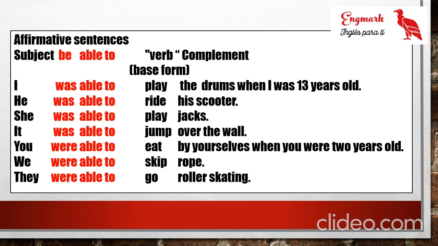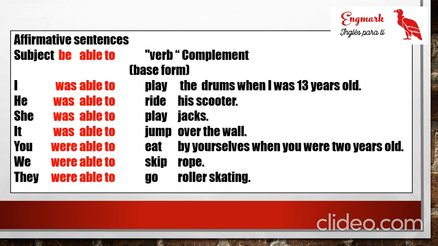Then, I was able to play the drums when I was 13 years old. Yo pude tocar la batería cuando yo tuve 13 años de edad. He was able to ride his scooter. Él pudo montar su scooter. She was able to play jacks. Ella pudo jugar jazzes. He was able to jump over the wall. Esta pudo saltar sobre el muro.